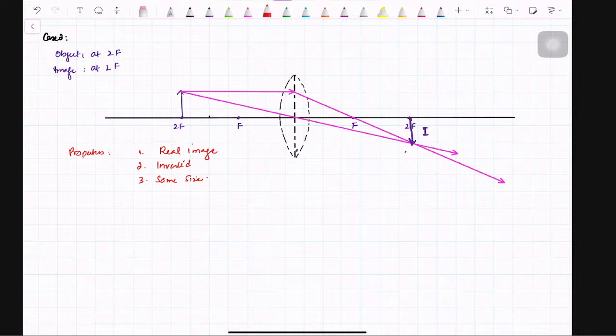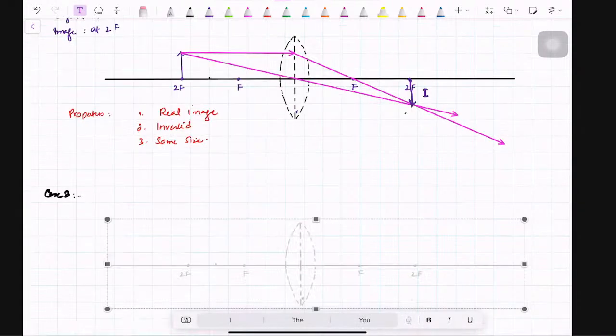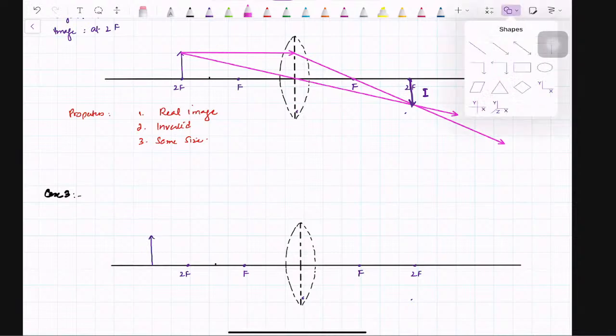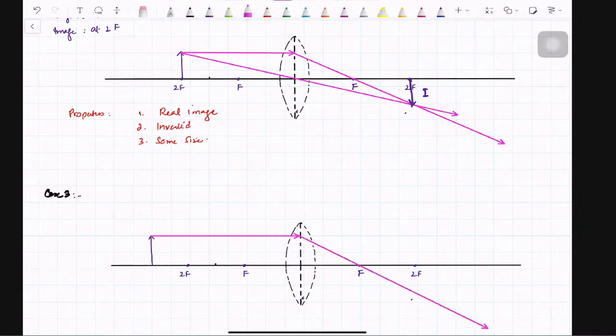Okay, now the next thing is case 3. Let's first copy the diagram. Okay, fine. So now, if you put the object beyond 2F, then you can basically start one ray from the top, straight go here, and then bend this from F like this. Then the other ray will go from the optical center and it meets right here. So you make the image. Your object, this is the image.